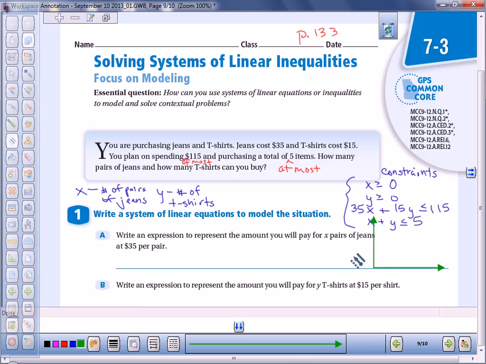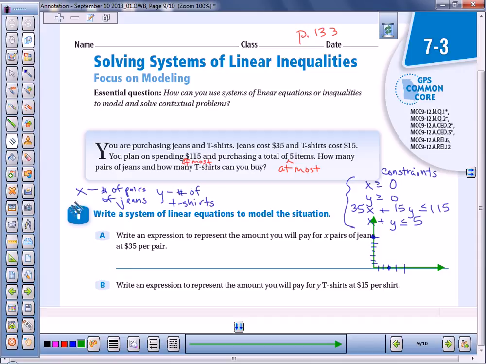Alright, so the first one, x is greater than or equal to 0 has us over here. Y is greater than or equal to 0 has us in the first quadrant. This one is a strange looking equation. But if I plugged in 0 for x, what do I get out for y? Y is equal to 7. Good. And if I plug in 0 for y, what do I get out for x? What's 115 divided by 35? 3. Oh, right. Okay, so there's those two.